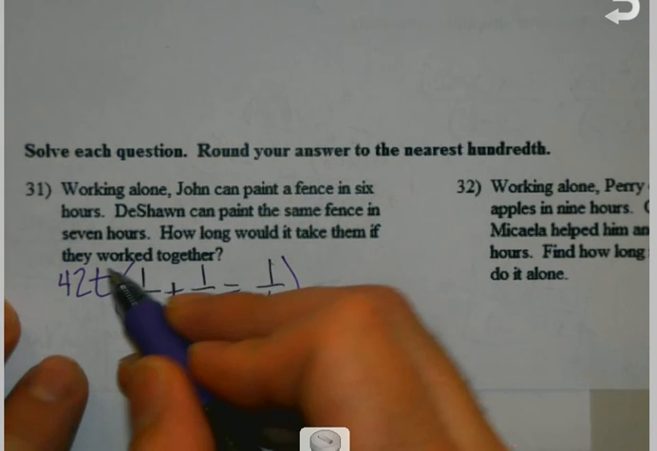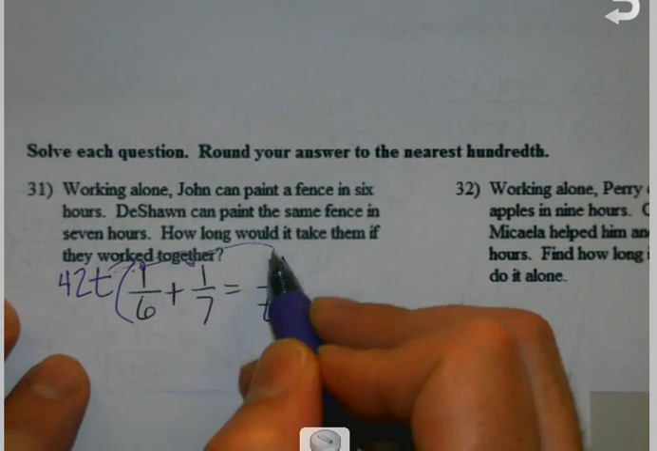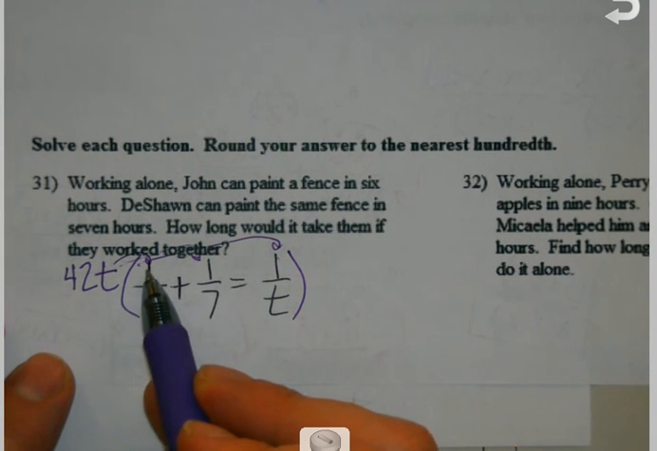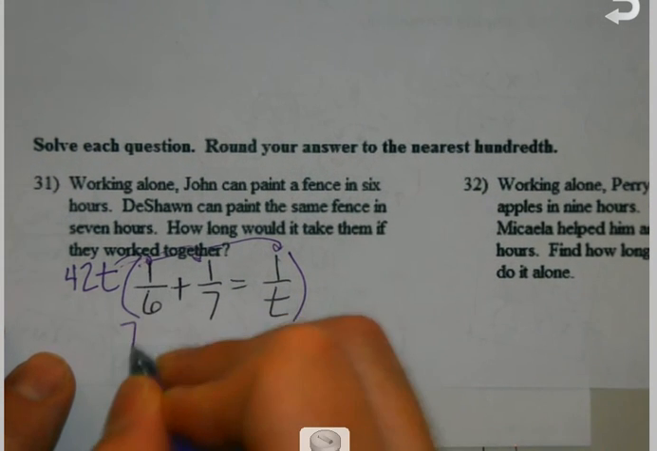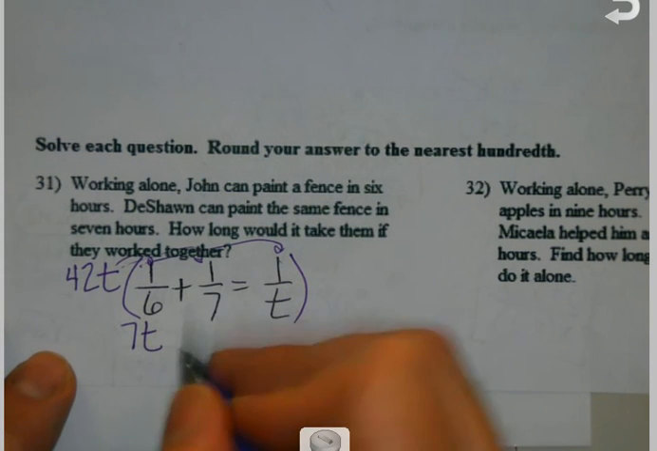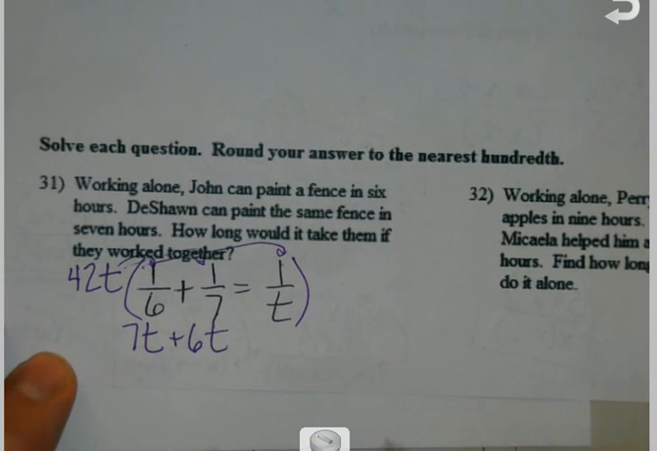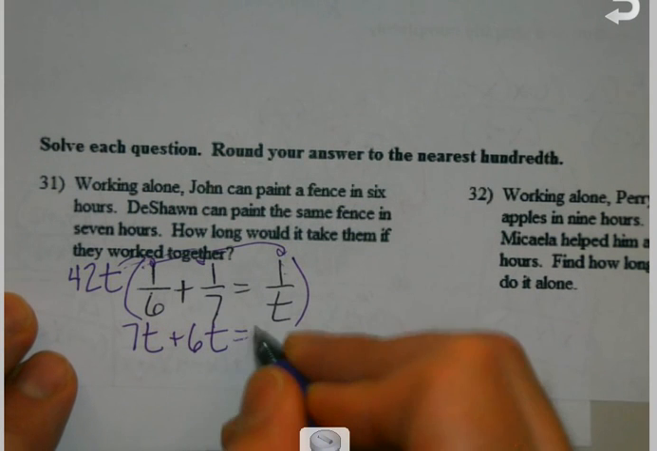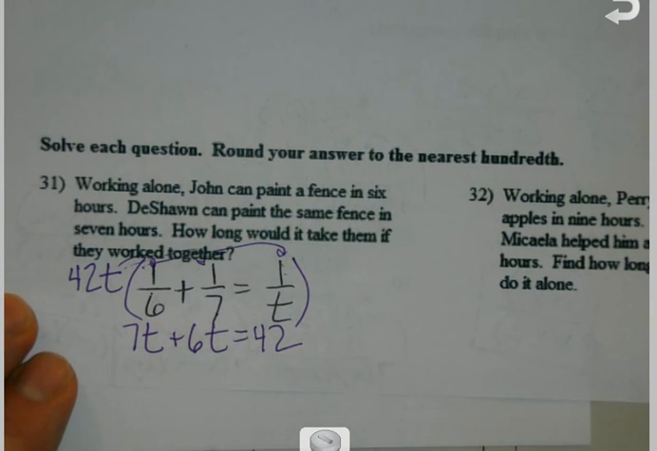And remember, it's like distributing that 42 all the way through. So 42 is on top. So 42 divided by 6 would be 7t. 42 on top divided by 7 would be 6t. And 42t on top, just the t's would cancel and leave me with 42.